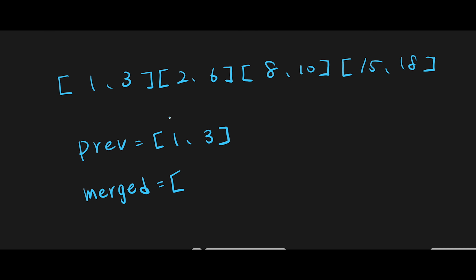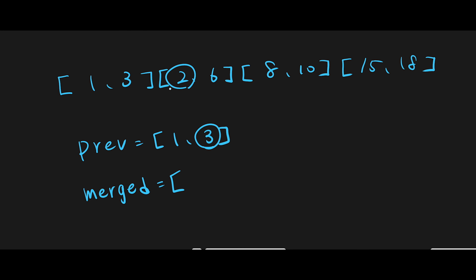As I told you, we compare the current interval with the previous interval. That's why we have a prev variable, initialized with the first interval, in this case 1, 3. Then we can start from the second interval, 2, 6, and iterate through one by one. First of all, compare the starting time in the current interval, that means 2, versus the ending time in the previous interval, in this case 3. Now 3 is greater than 2, right? So we should merge these two intervals.